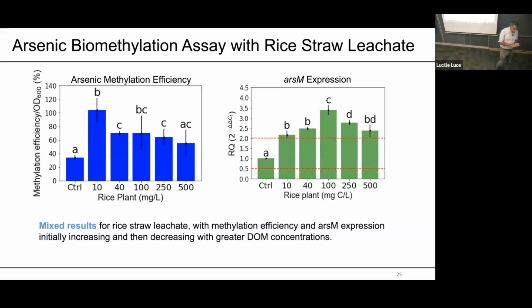So what we're seeing here is that the form of the DOM matters. This Mississippi NOM is having a more significant, more clear inhibiting effect than the rice straw leachate.